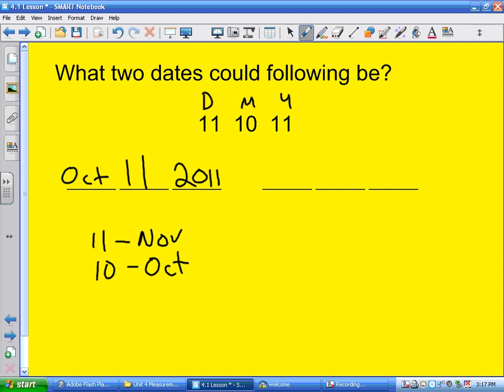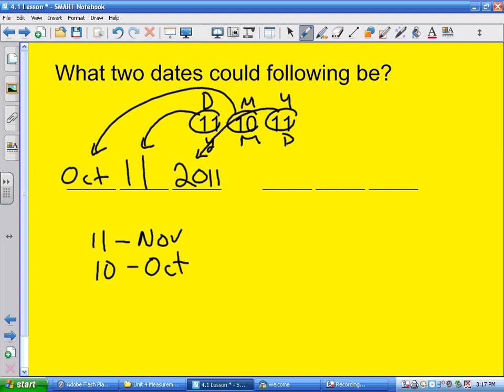Did you do day, month, year, or year, month, day? Okay, so he did day, month, year. The 11th day of the 10th month of the 11th year. See how he did that? Now let's reverse it. Instead of day, month, year, what if you went year, month, day this time? Josh?